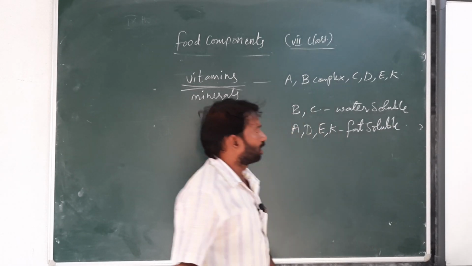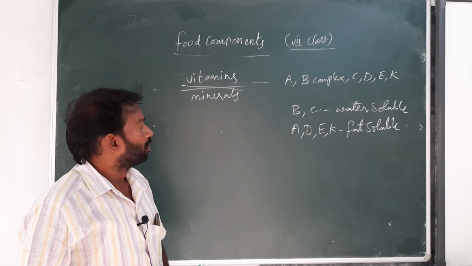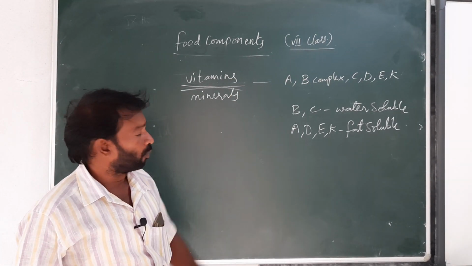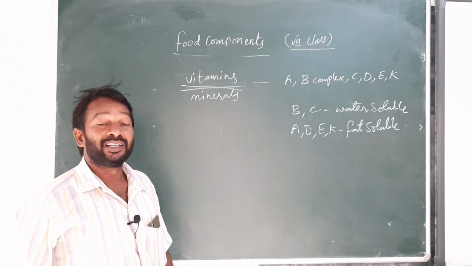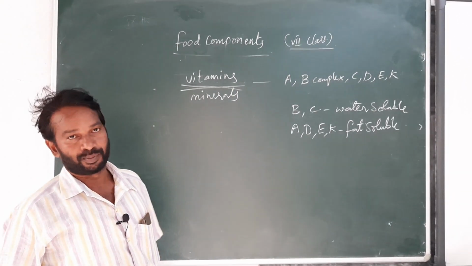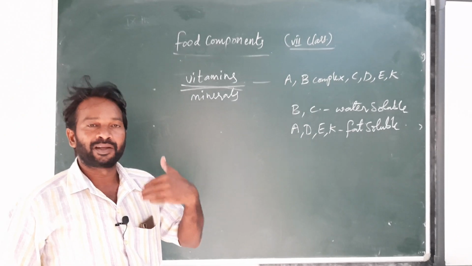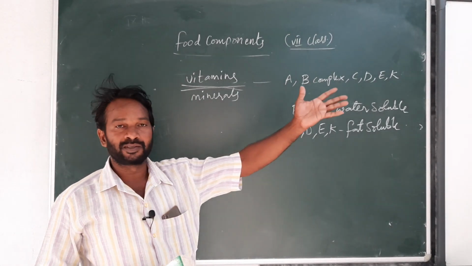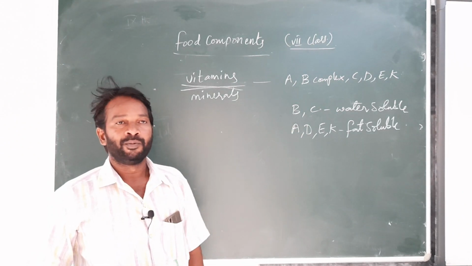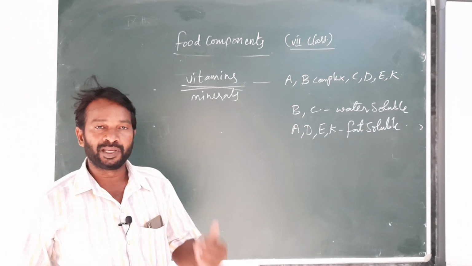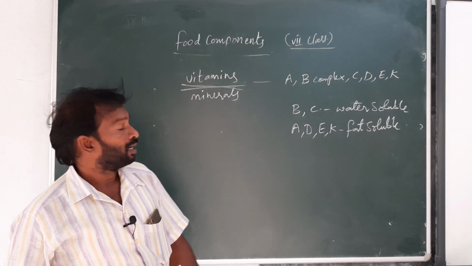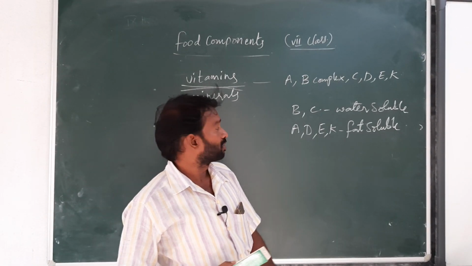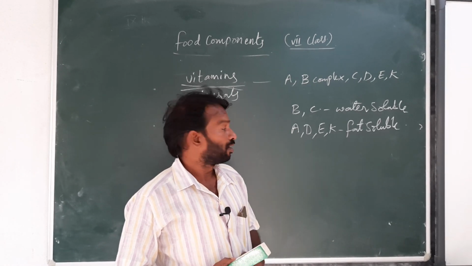Okay, water soluble and fat soluble. By the deficiency of these vitamins, we get different diseases. For example, vitamin A deficiency means we suffer with night blindness. B complex vitamin deficiency causes pellagra, anemia, like pernicious anemia, and burning feet. Like this, we suffer with some of these diseases.